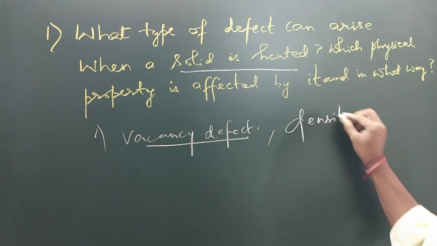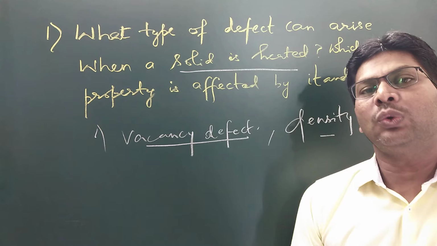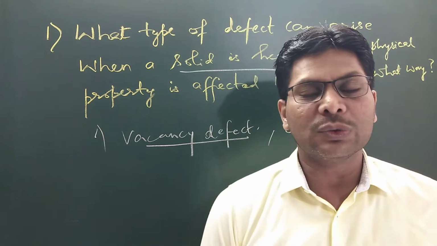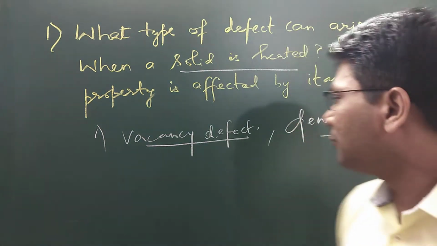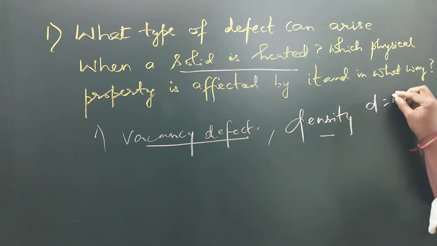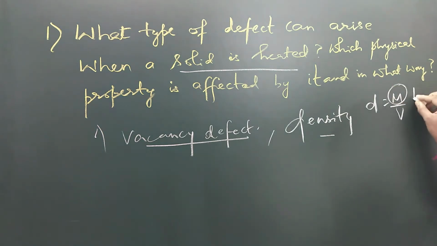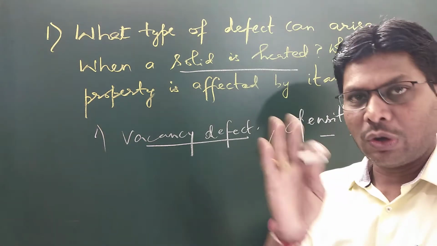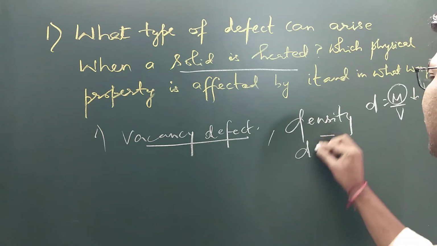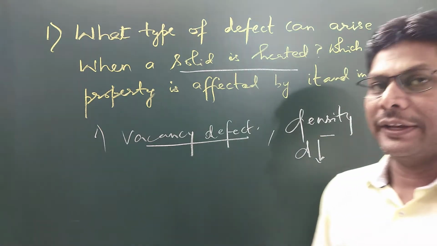And in what way is it affected? As you know, when vacancy is created, there is a decrease in mass. Density is equal to mass per unit volume. As there is a decrease in the mass with constant volume, what will happen? Density will decrease.